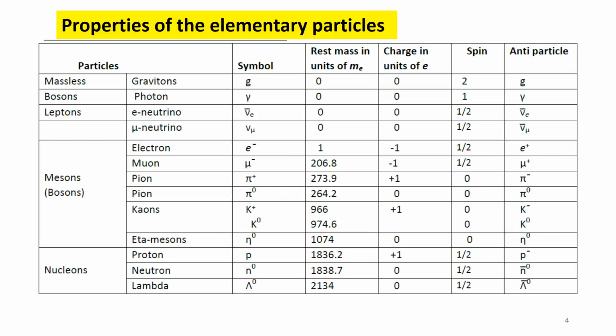This slide shows the fundamental properties of the elementary particles. The first column of this table shows the particle names, and the second column shows the symbol of the elementary particle. The third column shows the mass or rest mass of the elementary particle in terms of the mass of the electron, and the fourth column shows the charge of the elementary particle in terms of the charge of the electron. The fifth column shows the spin of the elementary particle, and the last column shows the corresponding antiparticles.